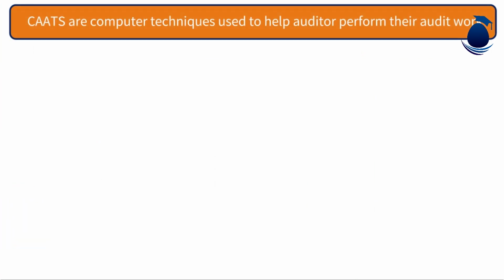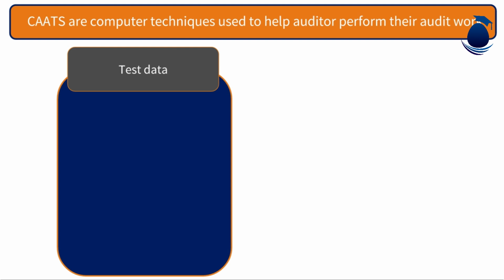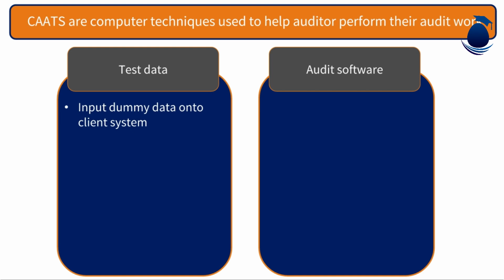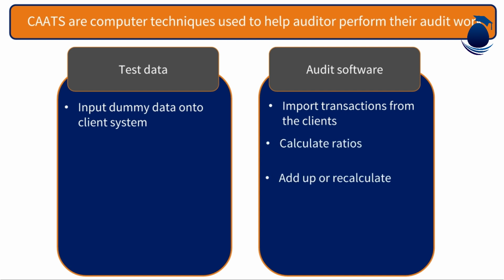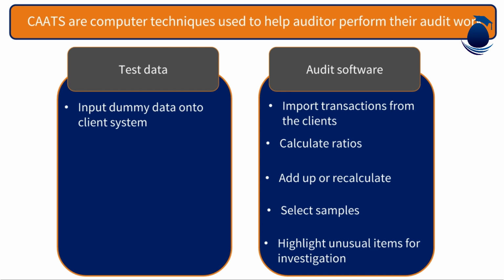And so, CATs are computer techniques used to help the auditor perform the audit work. They have 2 methods. Test data, which inputs dummy data onto the client systems to test controls, and audit software, which imports transactions from the client system to perform substantive testing. This software calculates ratios, adds up and recalculates, selects samples, and highlights unusual items for investigation.